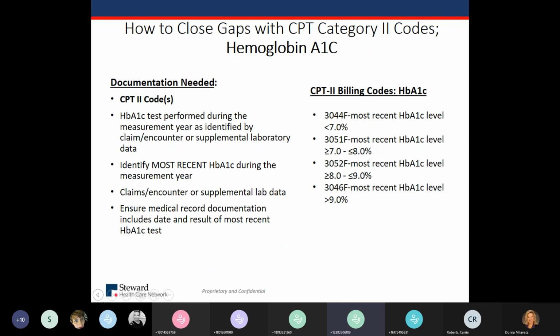Hemoglobin A1C. Again, please affix your CPT II code to your claim. You want to identify the most recent A1C that was taken during the measurement year 2020 or subsequent measurement year, in your claims or your supplemental lab data. And then you want to, again, ensure that your medical record documentation includes both the date and the result of the most recent hemoglobin A1C test.